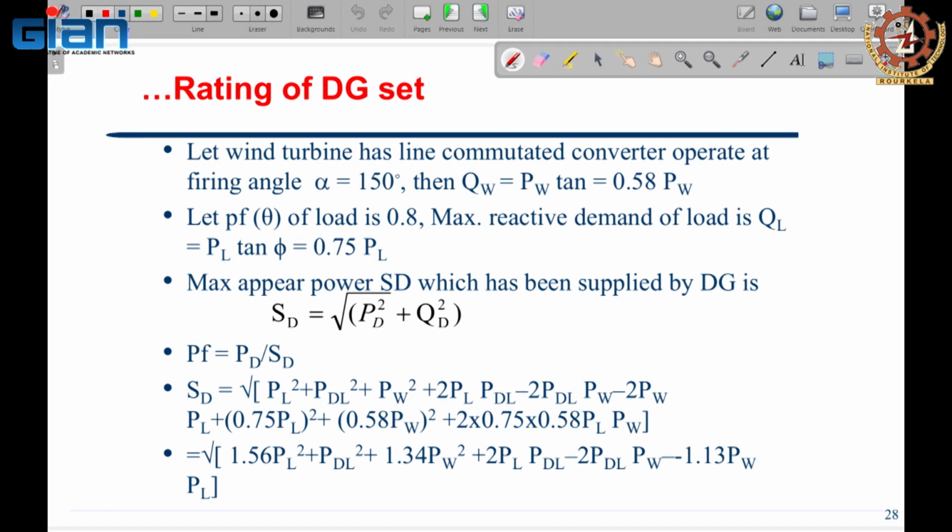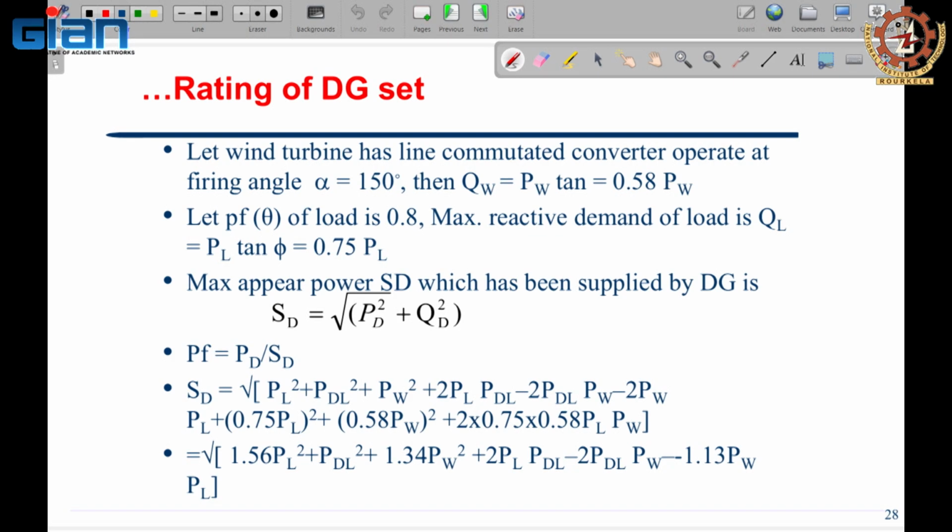And what is the power factor of the system? Say, for example, 0.8. The maximum reactive demand of the load is QL, which is PL times 0.5. Once you have determined the real power of the generator and the reactive power of the generator, then as you know, the square root of P squared plus Q squared gives the apparent power, that is, how much the kVA or MVA rating of the generator will be.